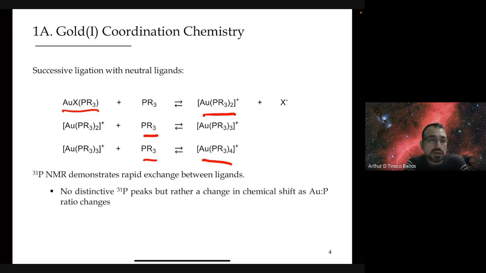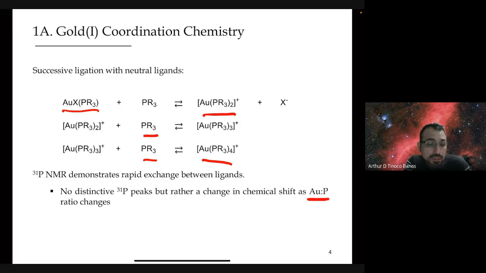Interestingly, if you use P31 NMR, you can actually track the phosphorus signal, similar to what you would do for proton or carbon, but in this case you're looking at the phosphorus group. What is very distinctive is that it demonstrates rapid exchange between ligands. So there are no distinct P31 peaks for this particular set of compounds, but rather a change in chemical shift as the gold and phosphorus ratio changes.